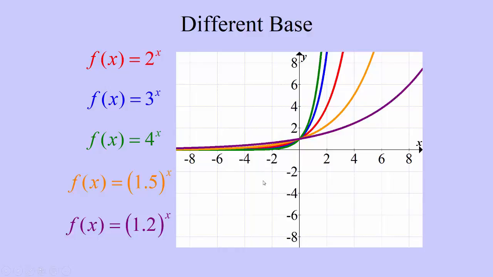And notice some of the similarities. Every one of them crosses the y-axis at 1. Every one of them rises to the right. They just rise at different rates, depending upon the size of the base. Every one of them falls off to the left, but never touches the x-axis. And so they're all pretty much the same sort of graph, just different shapes.